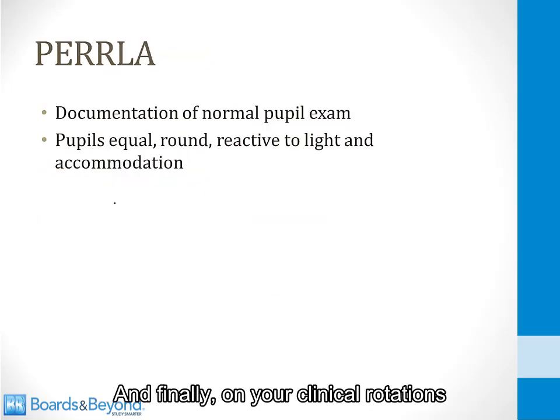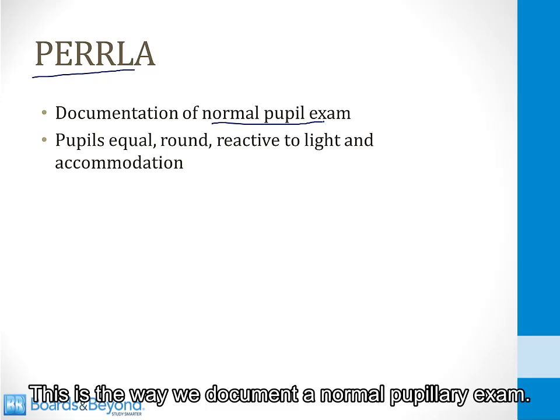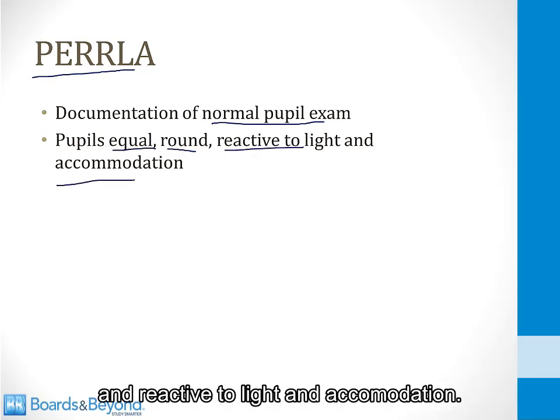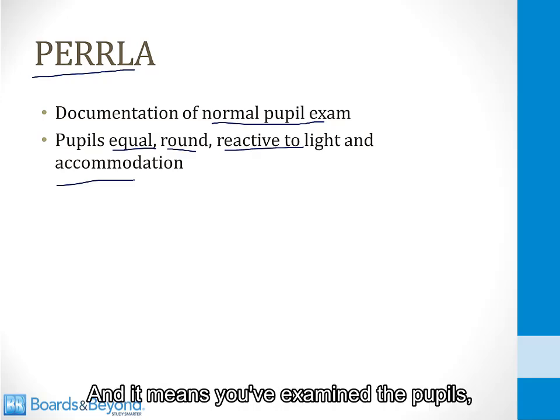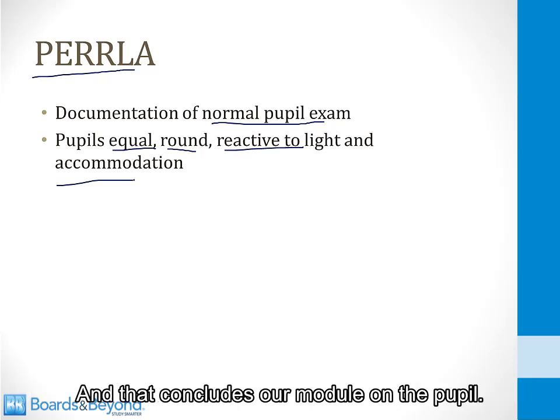And finally, on your clinical rotations, you will often see PERRLA documented in the clinical chart. This is the way we document a normal pupillary exam. It stands for pupils are equal, round, and reactive to light and accommodation, and it means you've examined the pupils, tested both of the reflexes, and found them to be normal. And that concludes our module on the pupil.